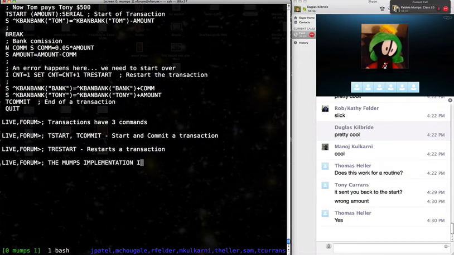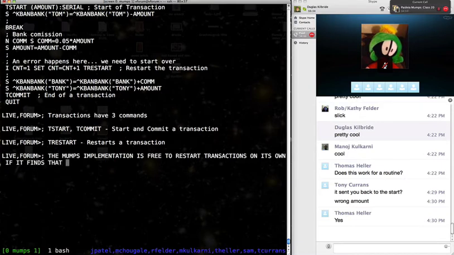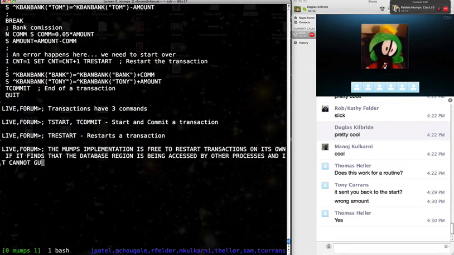The MUMPS implementation is free to restart transactions on its own if it finds that the database region is being accessed by other processes and it cannot guarantee, I could never spell that word, guarantee that the transaction will be filed correctly.